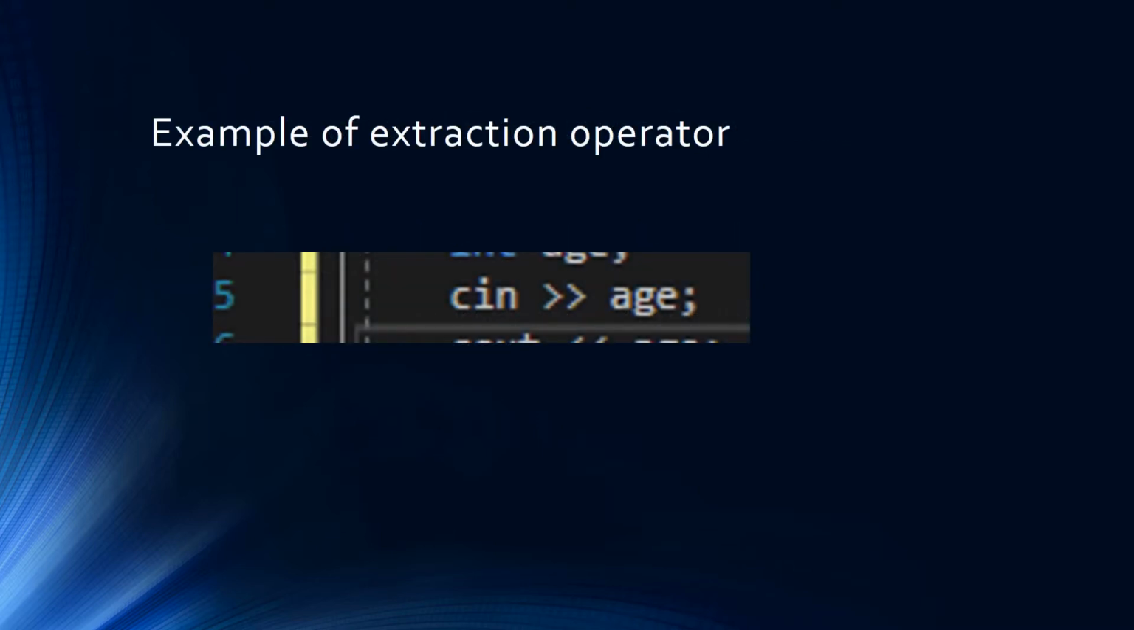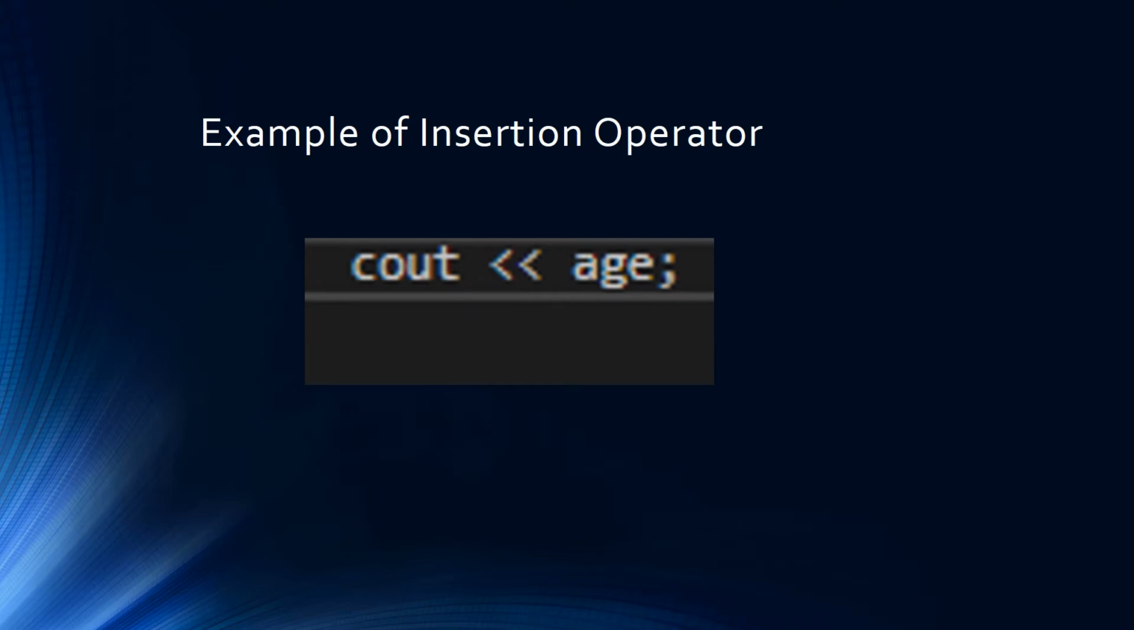Here's an example of the extraction operator. You can remember the extraction is for cin, so I put cin, two extraction operators, and age. Then an insertion operator: cout, an insertion operator, and age. So I'm inserting to display on the screen. When I cout, I'm inserting, and when I cin, I'm extracting from the outside into the program.